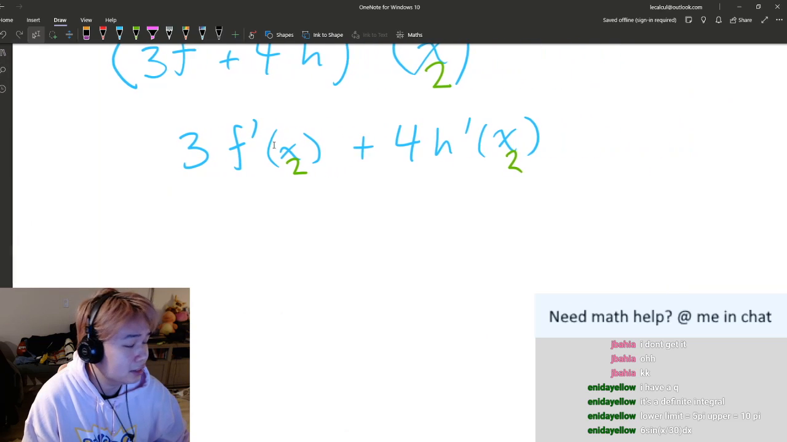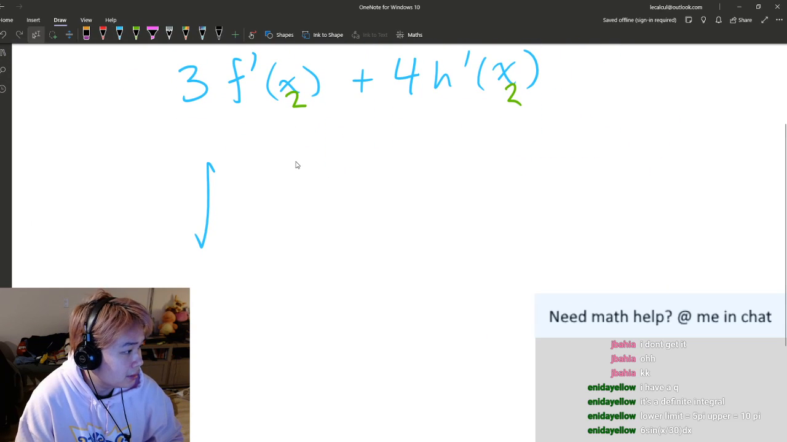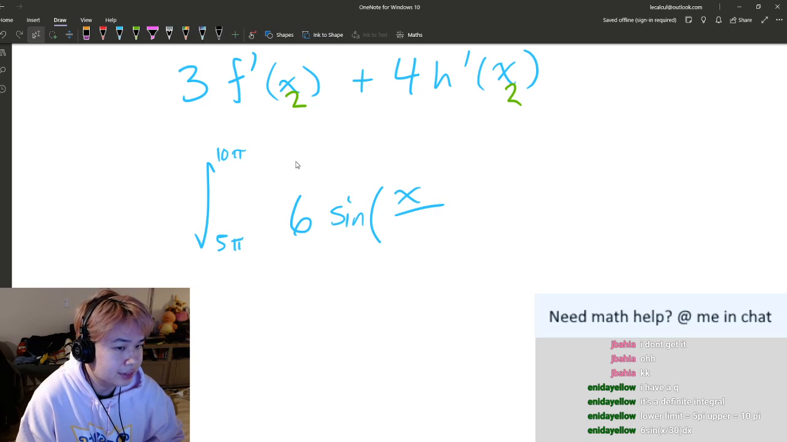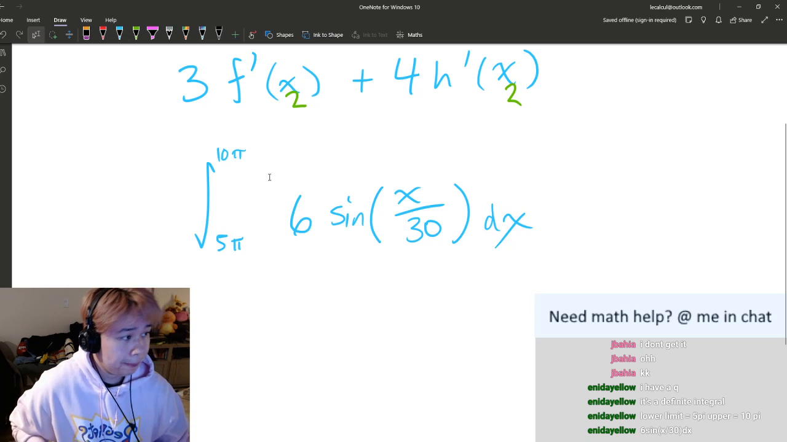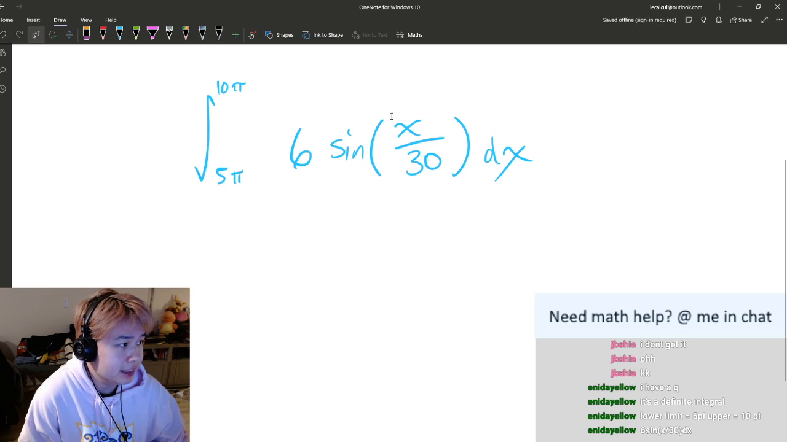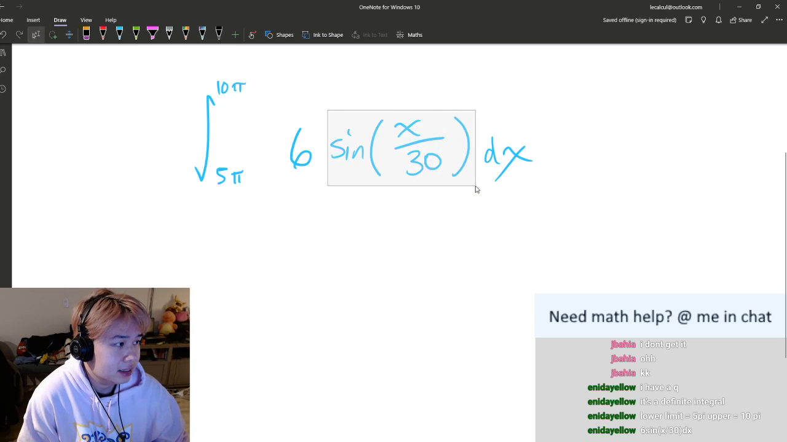Time to evaluate an integral. So we have an integral from 5 pi to 10 pi, and the integral is 6 sine x over 30 dx. Okay, so there's 2 ways that you can approach this. I think a little bit overkill, but a safe way is you do a u substitution. But you don't necessarily need to, because you should know what the integral of sine x is.